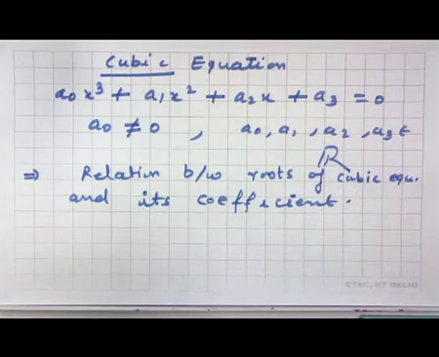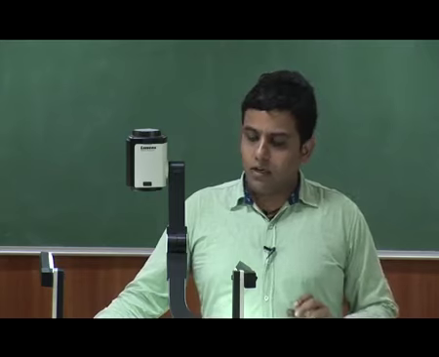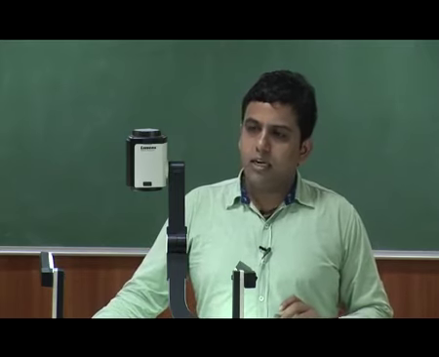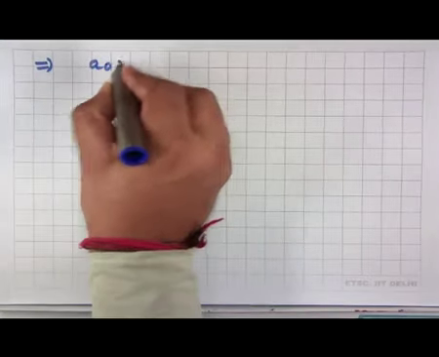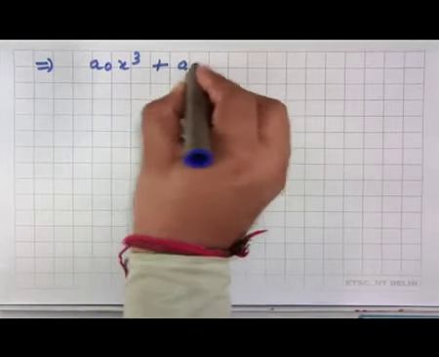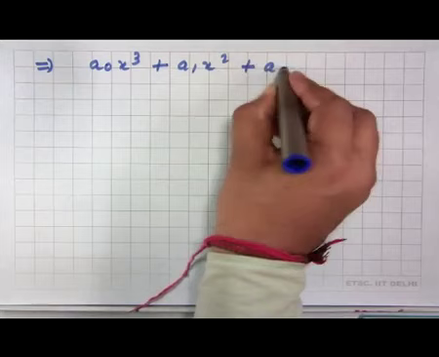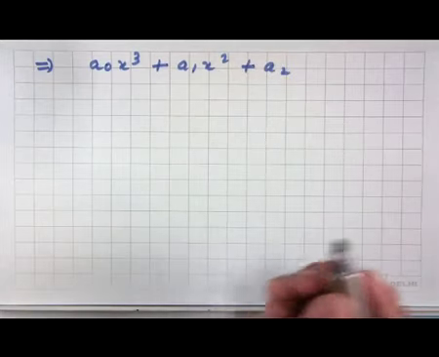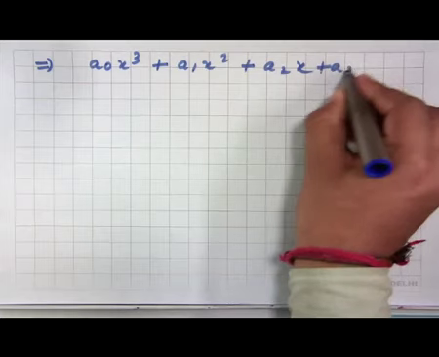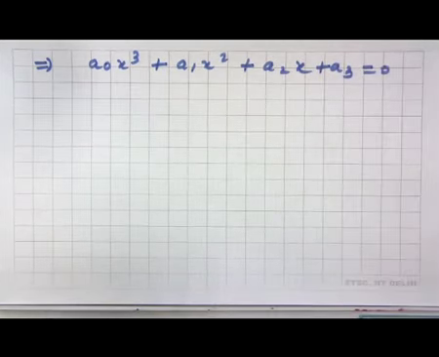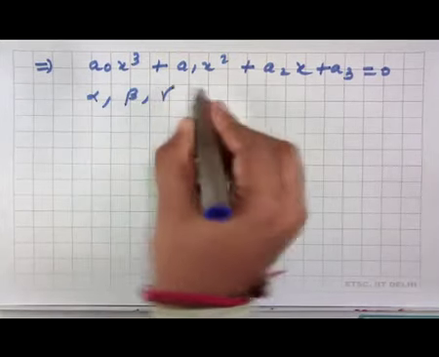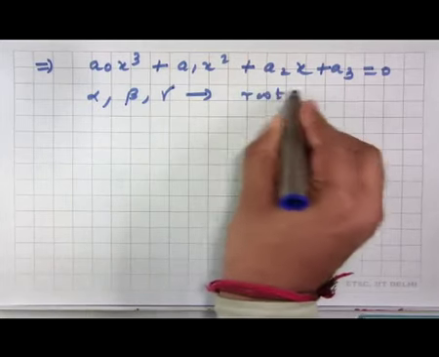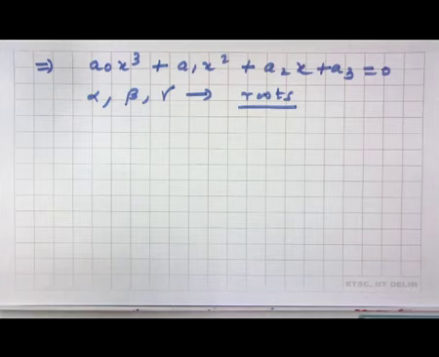Because, as we know, it is a cubic equation, so there will be 3 possible roots. So we shall find out the relation between the roots and the coefficients of a cubic equation. Suppose the cubic equation is a0 x³ + a1 x² + a2 x + a3 = 0, and the roots of this cubic equation are alpha, beta and gamma.